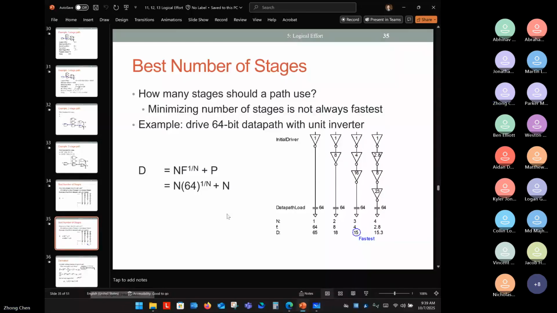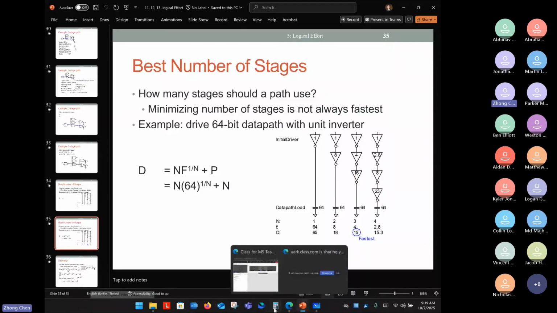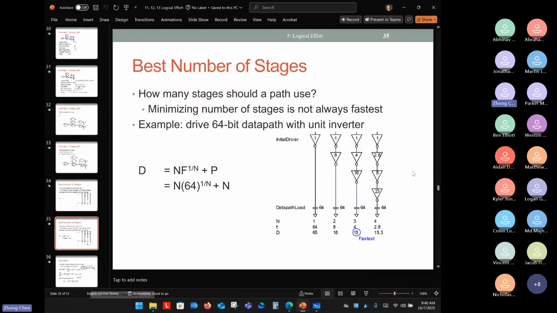Do you have any questions on these examples? If you don't have any additional, let me check the chat message. Okay, good. All right, so let's continue.